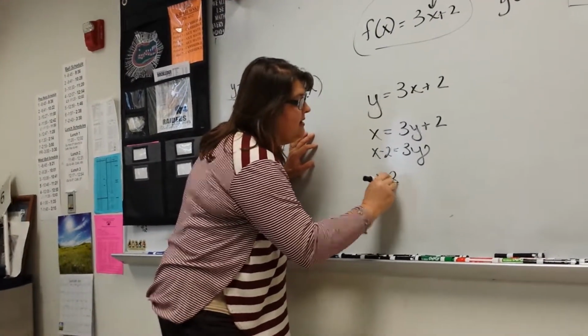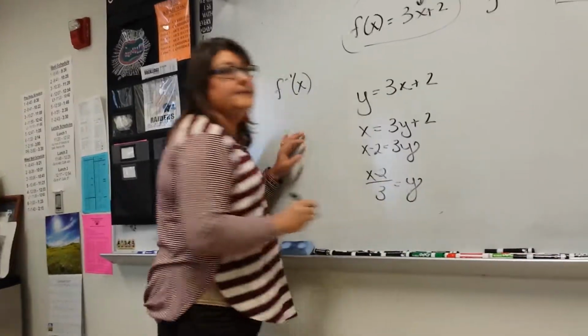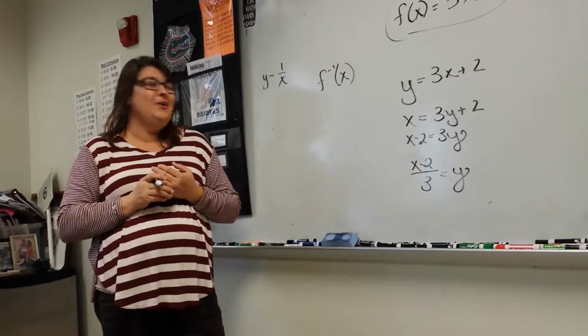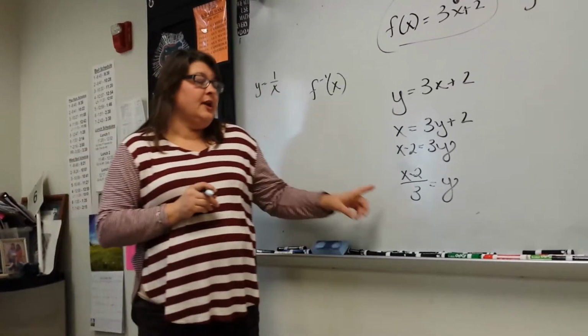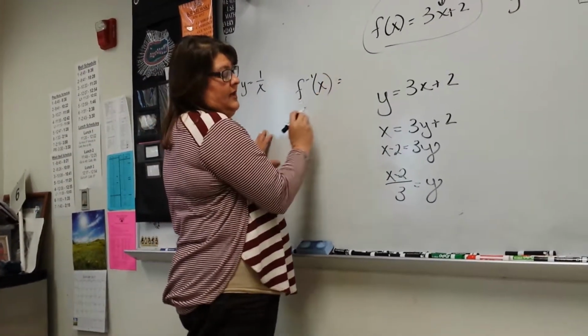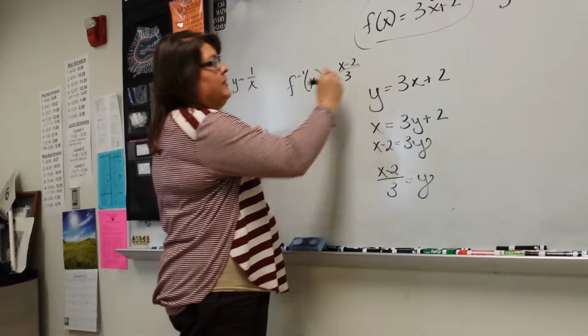Thank you. So x minus 2 divided by 3 is y. Okay, so now we have that, and what are we going to do? We're actually going to call it the inverse. So the inverse is x minus 2 over 3.